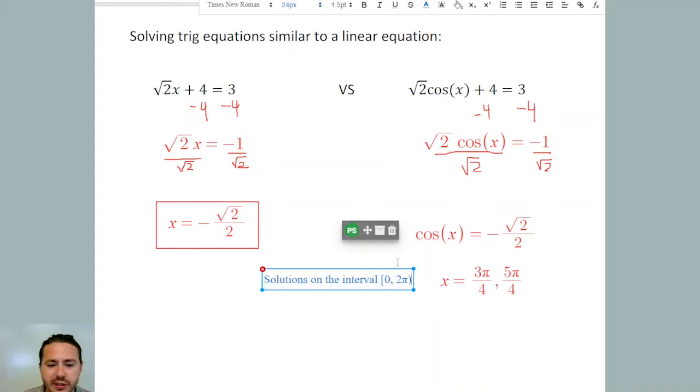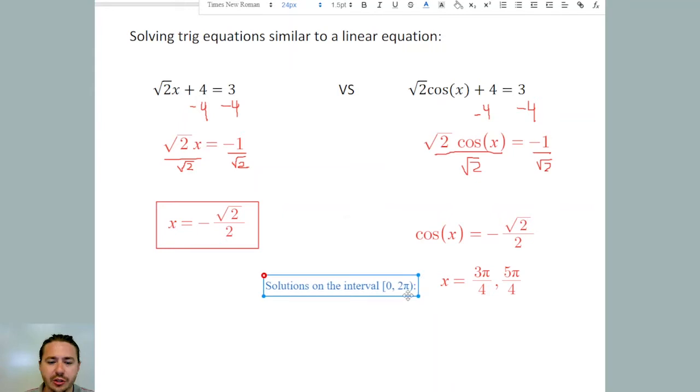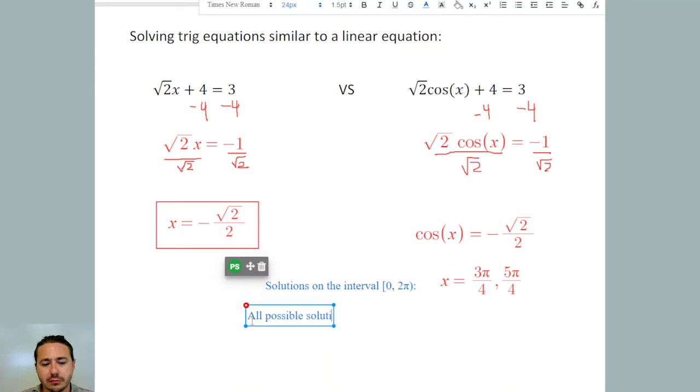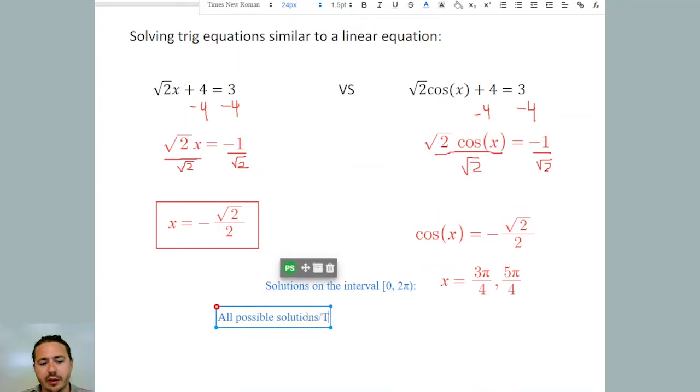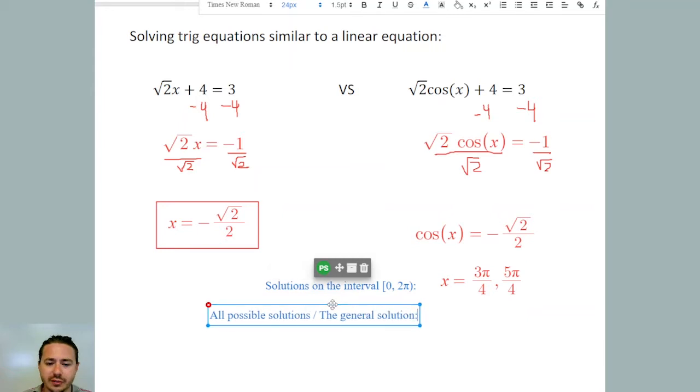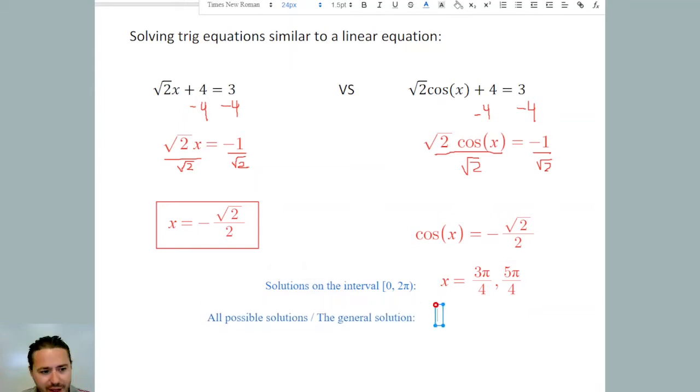So in other words, what this is saying is these are the solutions that exist on the unit circle itself, and we're going to ignore all the negative solutions and all the solutions that are greater than 2 pi. But sometimes I'll want the general solution. In other words, I want all possible solutions, which, as we saw earlier, there's going to be infinitely many of them. So it might say all possible solutions. Another way we might say this is the general solution. In other words, this is going to be the solution of all the solutions. It's going to be a much better answer here.